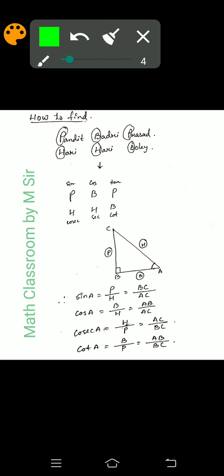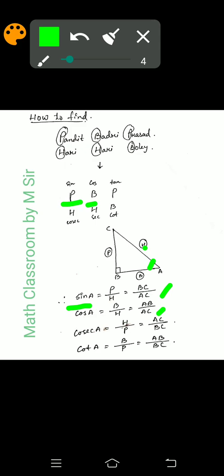Now if we wish to find sine A, then sine A equals what? Sin theta equals, as we know, p by h. Here p is BC and h is AC, so it will be BC by AC. Similarly, if you find cos A, cos A equals b by h. Here b is AB and h is AC, so AB by AC.